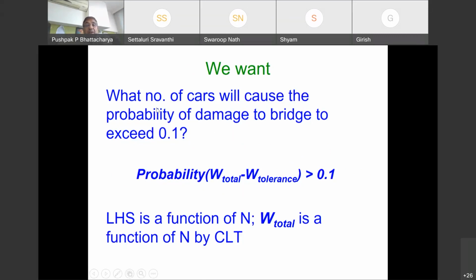So we want the following. What is the number of cars that will cause the probability of damage to the bridge to exceed 0.1? Okay, so we want to work with this inequality: probability of W total minus W tolerance should be greater than 0.1. The LHS is a function of n by the central limit theorem.